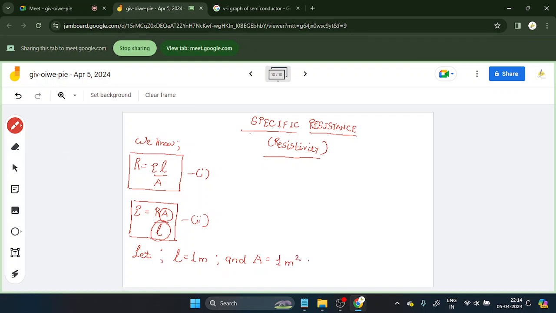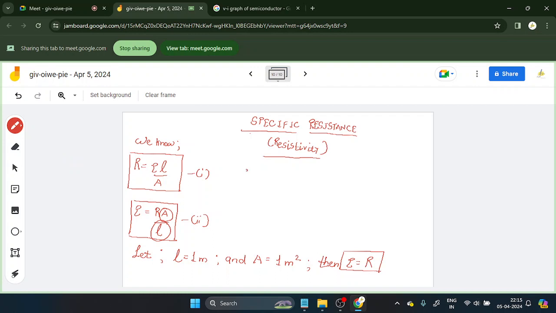So then what will happen? When A is equal to 1 meter square and L is also equal to 1 meter, what will happen? Try to think out of the box. The resistivity would just be resistance. Obviously, when this becomes 1 and this becomes 1, they cancel each other out, and rho will be equal to R, the resistance. Which means specific resistance is equal to only resistance.